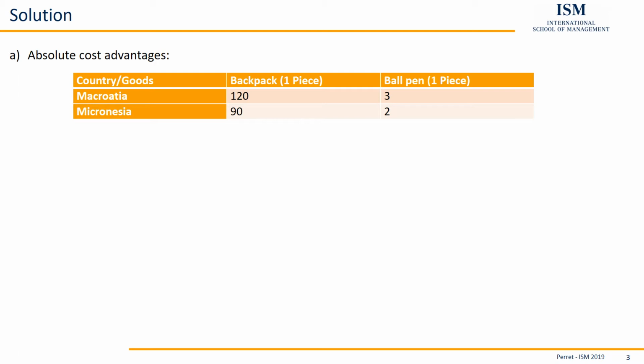Well, if we have this information, it's pretty easy to see where each of these goods can be produced as cheap as possible. So backpacks are cheapest in Micronesia and ballpoint pens are also cheapest in Micronesia. So Micronesia has an absolute cost advantage in both of these goods. So specialization and trade with only Micronesia doing both cannot work. So we have to switch to comparative advantages.